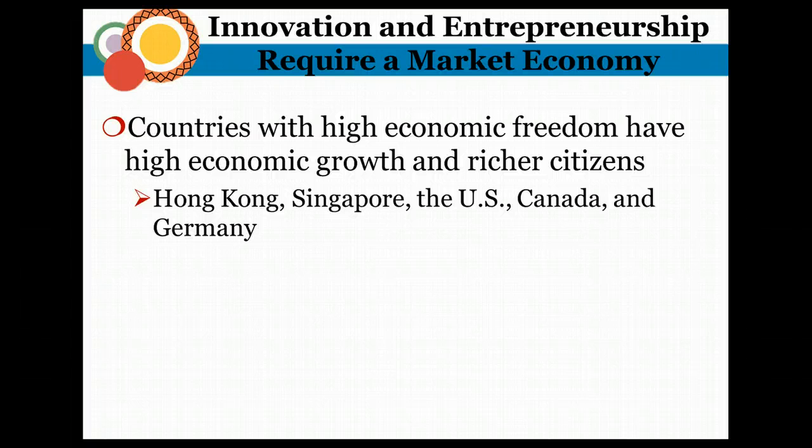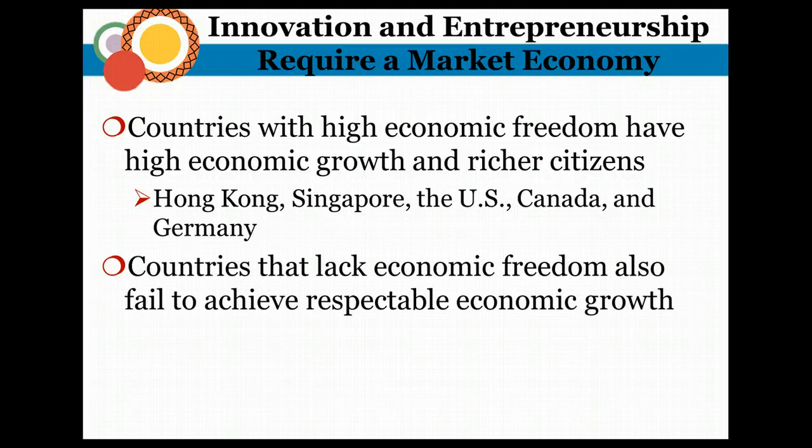Now, why does innovation entrepreneurship require a market economy? Well, I should ask, does it require a market economy? But what is required for the business environment of a country is to foster an environment that's conducive to innovative and entrepreneurship activity: encouragement, support, capital, loans to small businesses. Countries with high economic freedoms generally have high economic growth and richer citizens. That is a commonality that we could see across the world. And countries that lack economic freedom fail to generate significant economic growth.